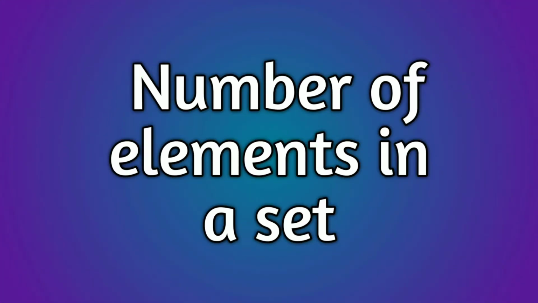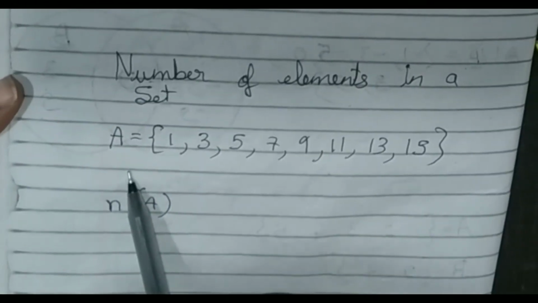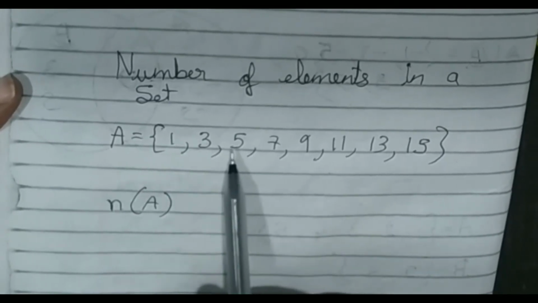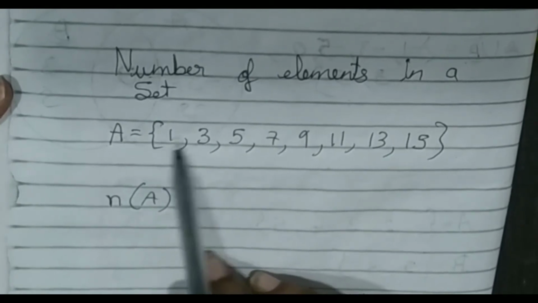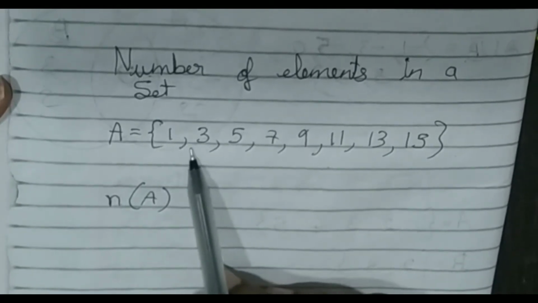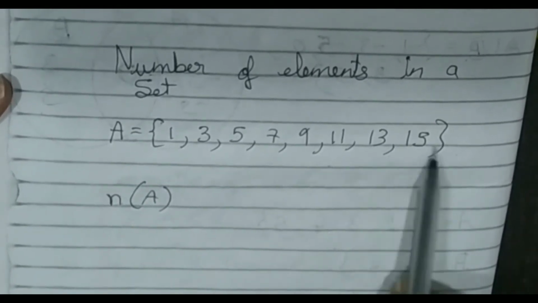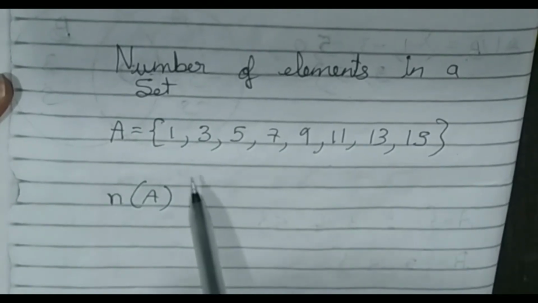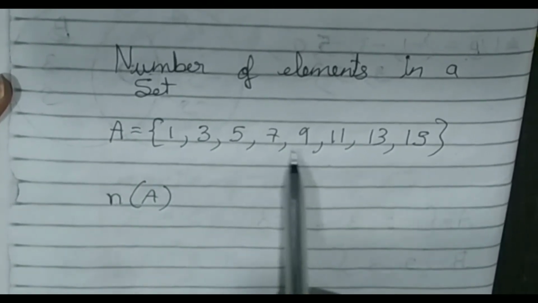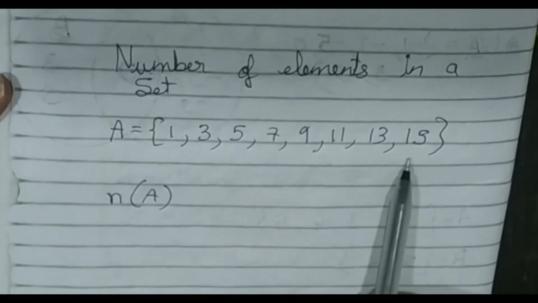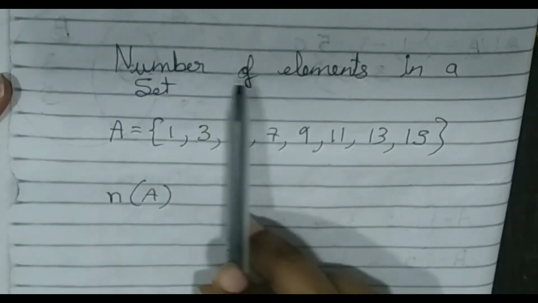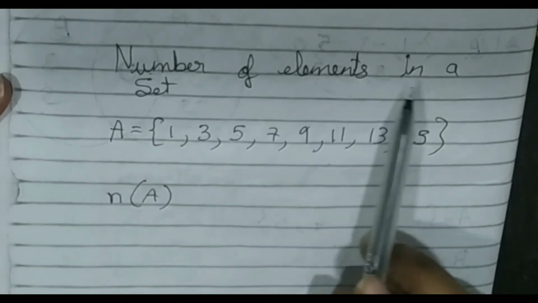Number of elements in a set. Now see this set A, it has elements 1, 3, 5, 7, 9, 11, 13, 15. The number of elements of this set A means we are counting how many elements are there. See, 1, 2, 3, 4, 5, 6, 7, 8. So in total there are 8 elements. That is what we call the number of elements of a set.